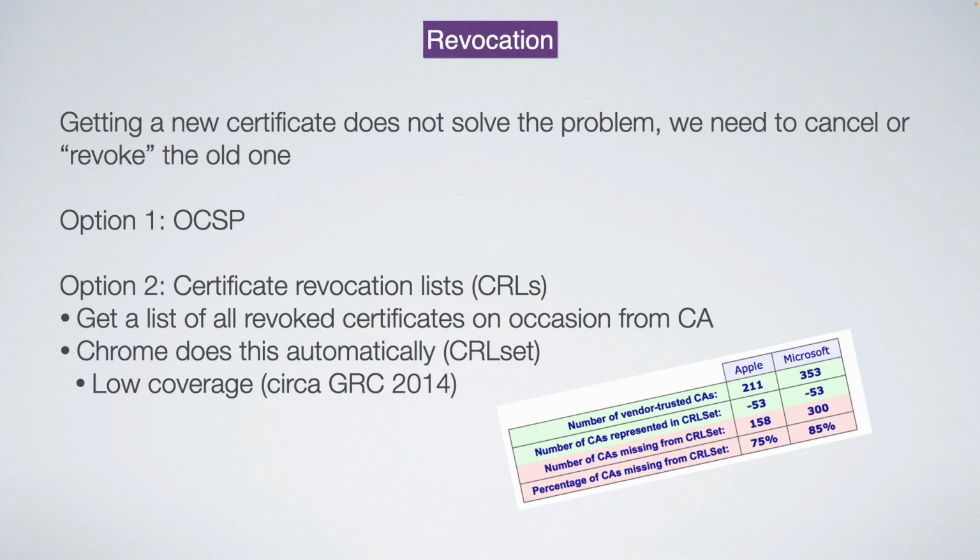And all users have the exact same set of revoked certificates. So this is called a CRL set. The problem with it is, at least this data is very old. I don't know that someone's done it recently, but at least at the time, the percentage of CAs missing from the CRL list was like 75, 85% kind of thing. And so it's a good idea, but it wasn't actually that broad in terms of its coverage.